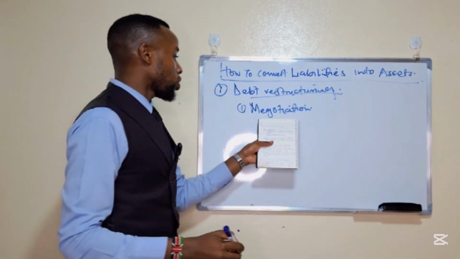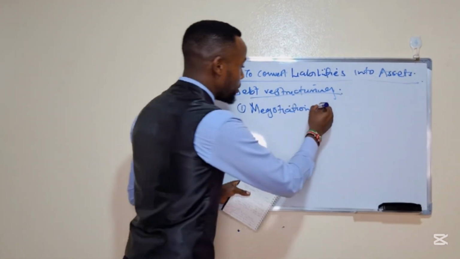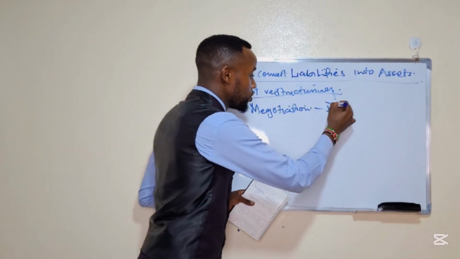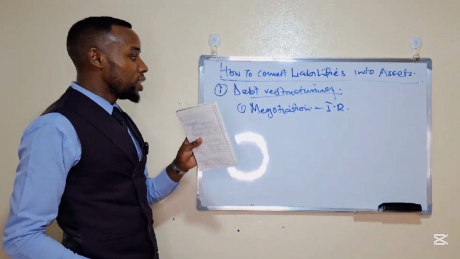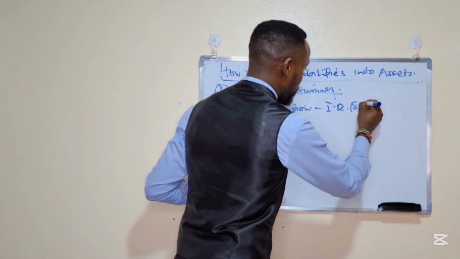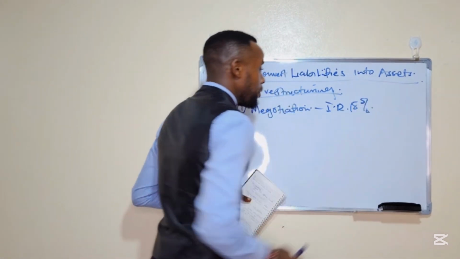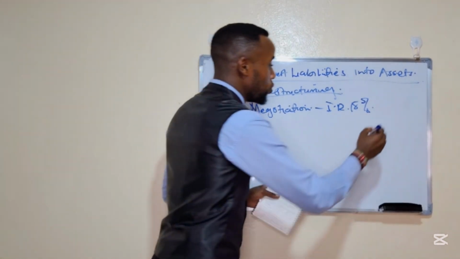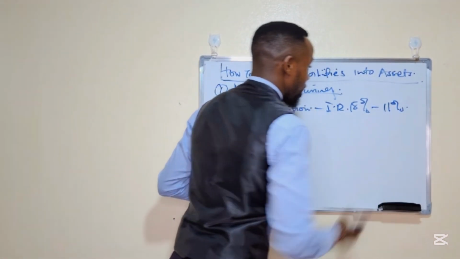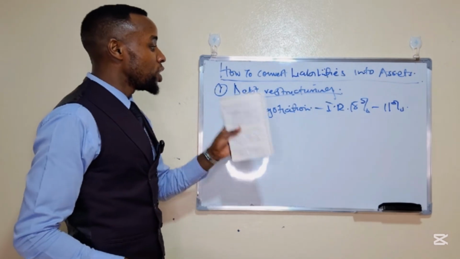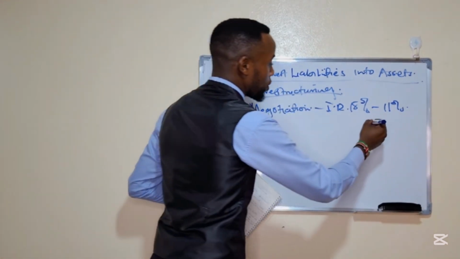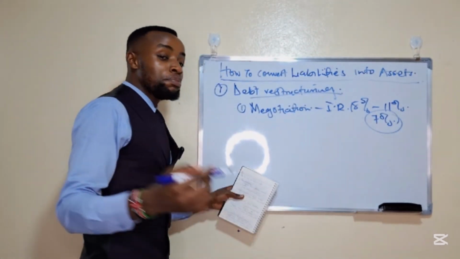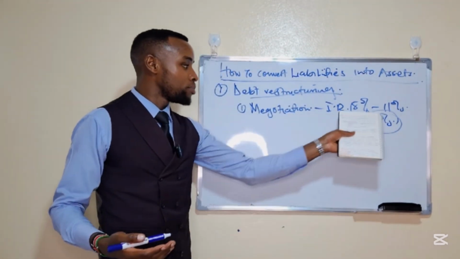And ladies and gentlemen, when I talk about negotiation, I mean negotiating interest rates. For example, you obtained a loan at an interest rate of 18%, but now you went back and renegotiated this interest rate to 11%. After renegotiation, you have freed up approximately 7%. Now, this 7% comes back to your pocket.